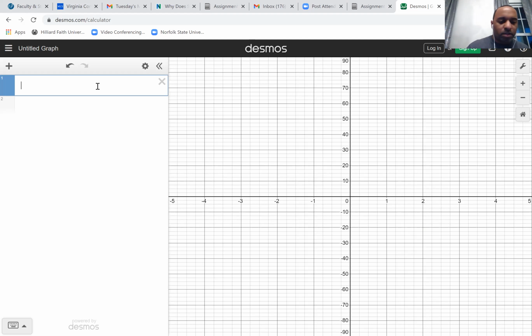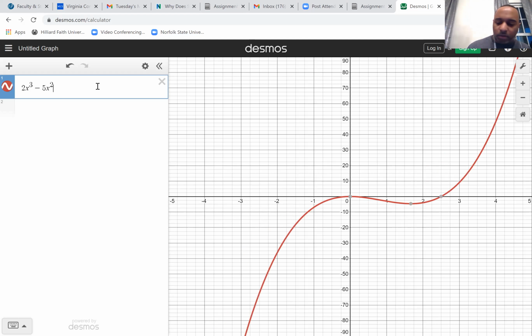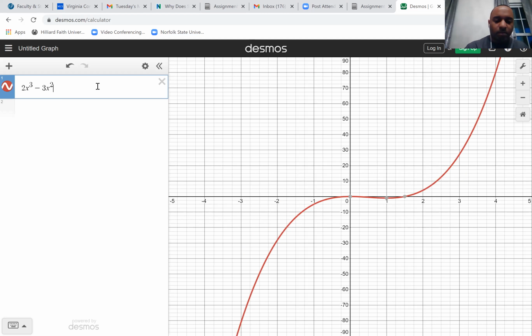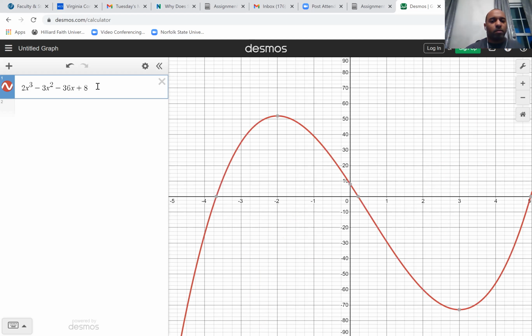Now let me put that back in. 2x. Yes. No, that was 3x. All right, so 2x cubed minus 3x squared minus 30x plus 8. And we're going -5 to 5, -90 to 90.